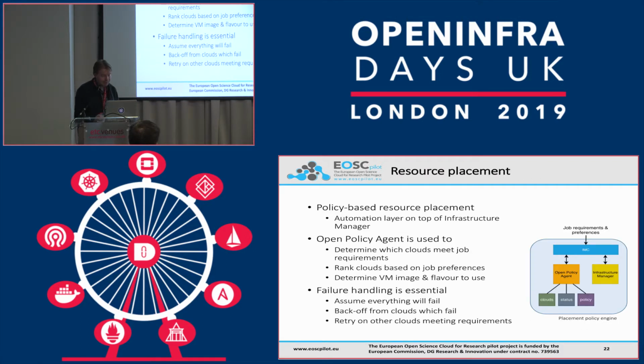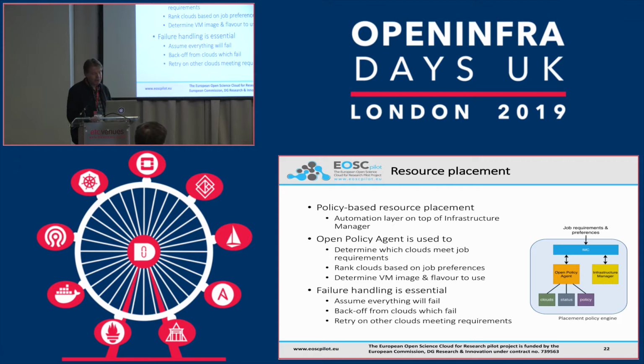I'll just move ahead quickly. One of the most important parts is deciding where to actually provision the resources. So we have a policy-based resource placement engine that is a layer on top of Infrastructure Manager that decides where to provision the infrastructure for each job. We make use of a general tool called Open Policy Agent, and that decides what cloud meets the job's requirements, and then it can rank clouds based on preferences and also determine VM images and flavors.